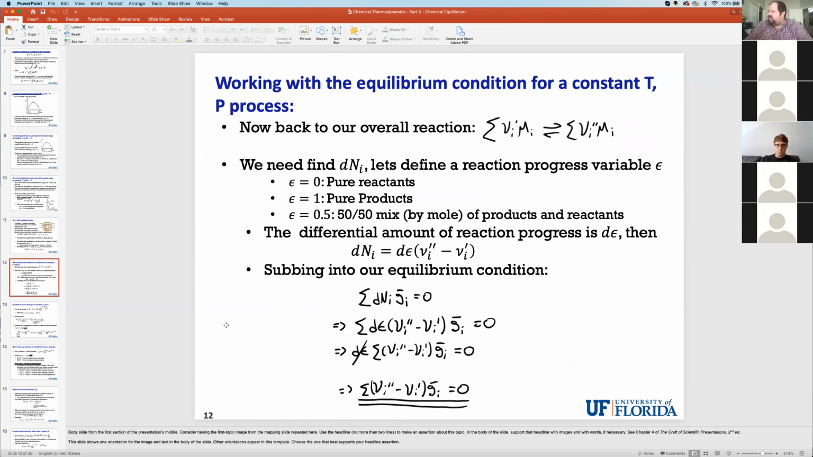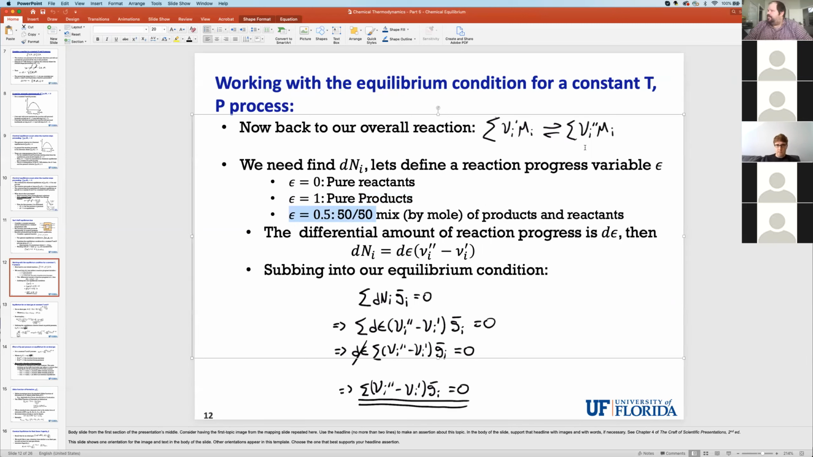So again, let's define a reaction progress variable epsilon. I already introduced that, but just to refresh: if epsilon is equal to 0, we have pure reactants. If epsilon is equal to 1, we have pure products. And if epsilon is equal to 0.5, we have a 50-50 mix by mole of products and reactants. So based on this, we know that as the chemical reaction proceeds, it's going to consume nu_i prime moles of species i, and it's going to create nu_i double prime moles of species i.